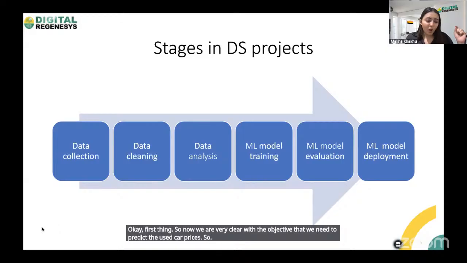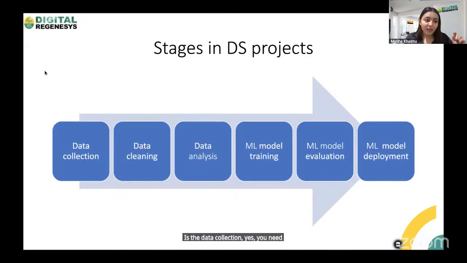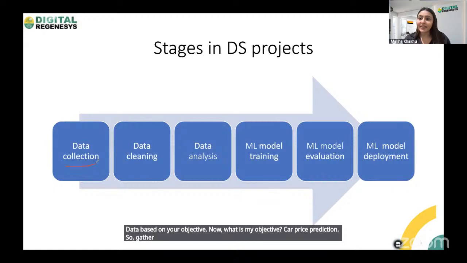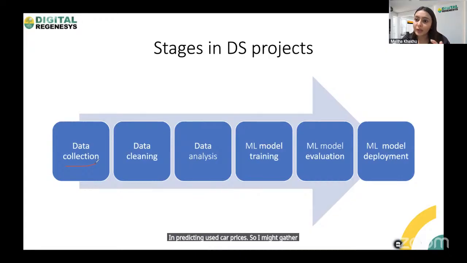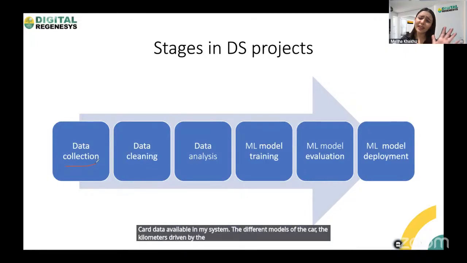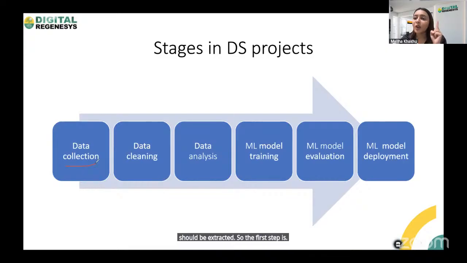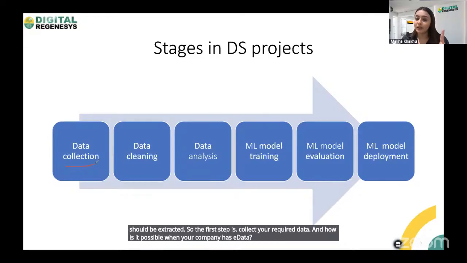So the first step which falls under here is the data collection. Yes, you need to gather the required data based on your objective. Now, what is my objective? Car price prediction. So gather the required data which will help me in predicting used car prices. So I might gather the last few years of car data available in my system, the different models of the car, the kilometers driven by the car, everything, all the required data should be extracted. So the first step is collect your required data. And how is it possible? When your company has data, you're maintaining the data.